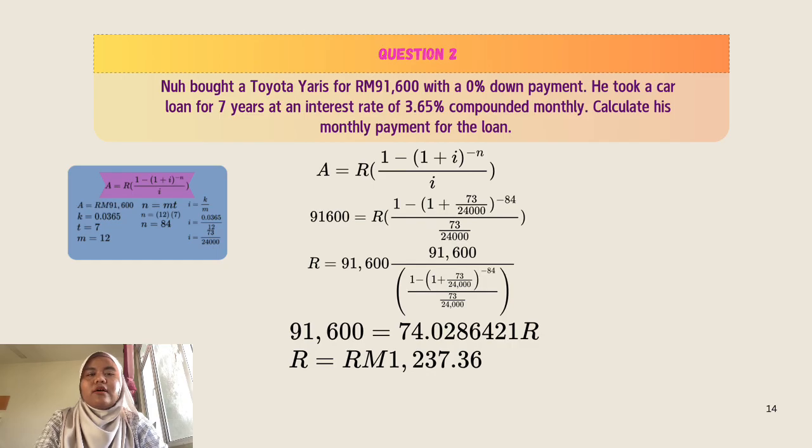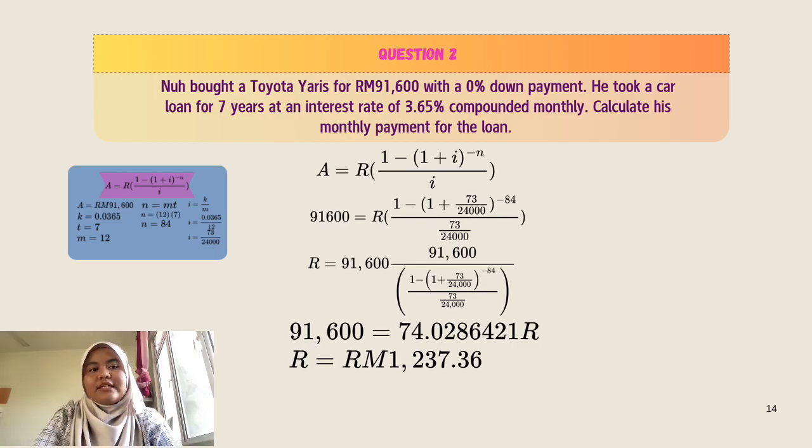So in this question, we use the formula A equals R bracket 1 minus bracket 1 plus I close bracket to the power of negative N divided by I, where A equals RM 91,600, K equals 0.0365, T equals 7, and M equals 12. N equals M multiplied by T, so N equals 12 multiplied by 7, and we got N equals 84. I equals K over M, so I equals 0.0365 divided by 12, and the answer is 73 over 24,000.